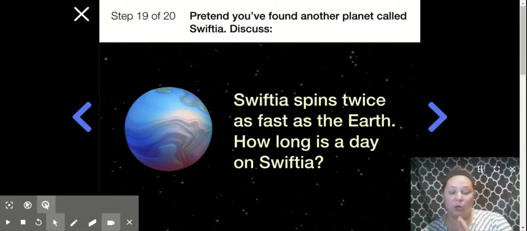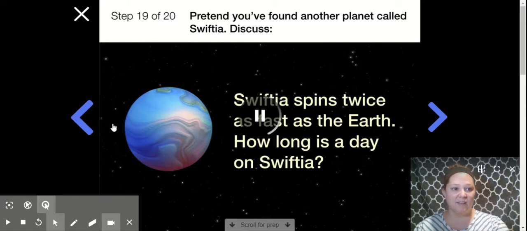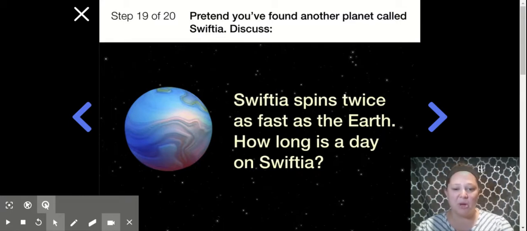Okay, and this is where things get kind of crazy in the classroom because kids are always spinning around. So you can stand up and spin with me. And I'm going to try my best not to be very dizzy. Okay, so Swiftia spins twice as fast. So that means that in 24 hours, we have one day. So how many hours do you think it would take for them to experience one day?